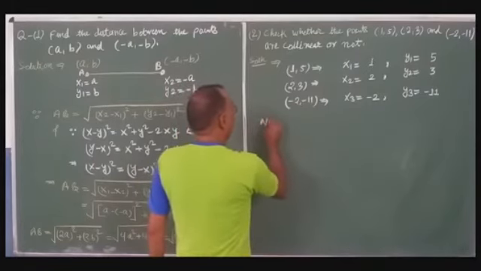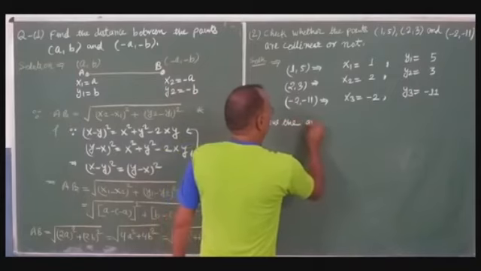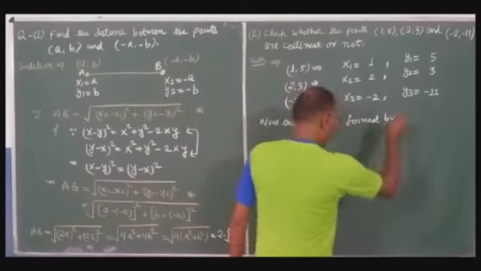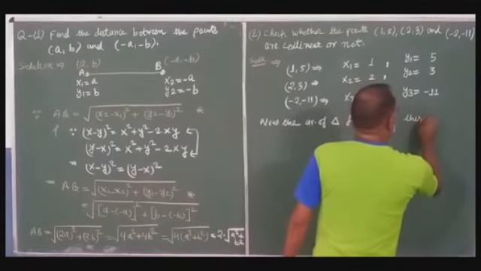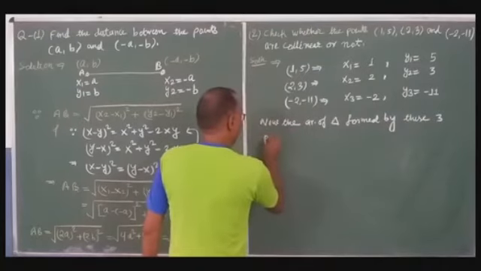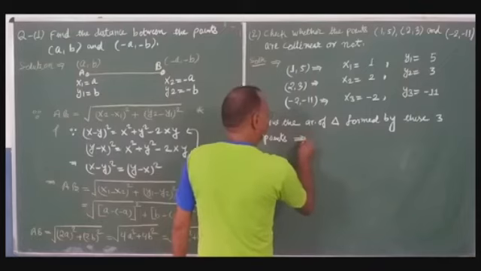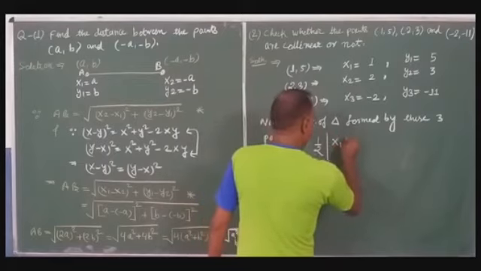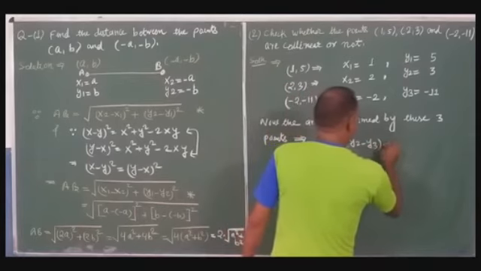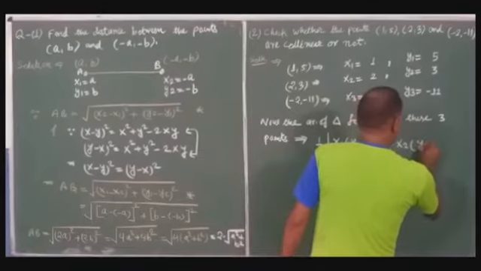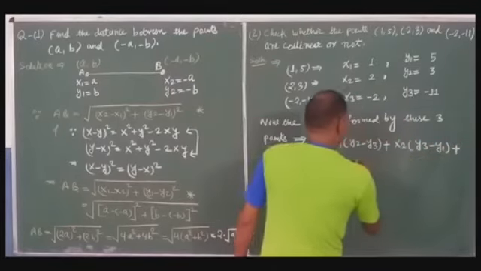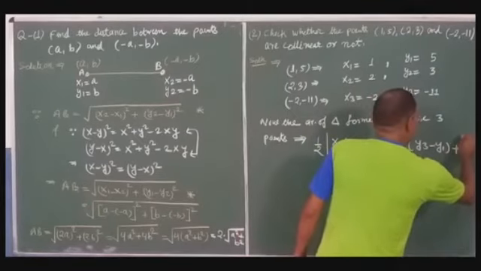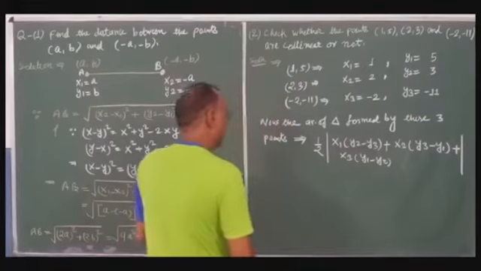Now the area of the triangle formed by these 3 points will be given by half of x1 times y2 minus y3, plus x2 times y3 minus y1, plus x3 times y1 minus y2, and this is the mod of this. Now put all the values. What will happen? Just look here.